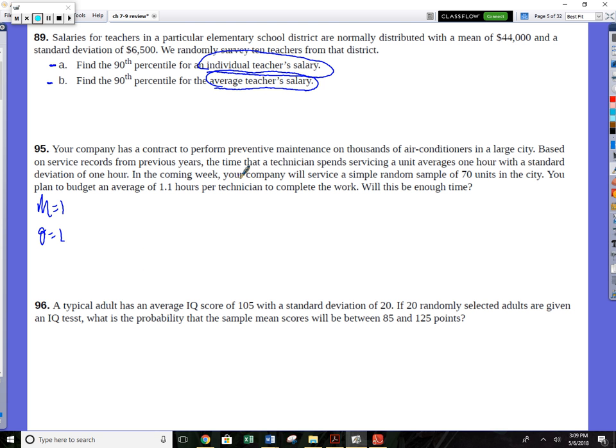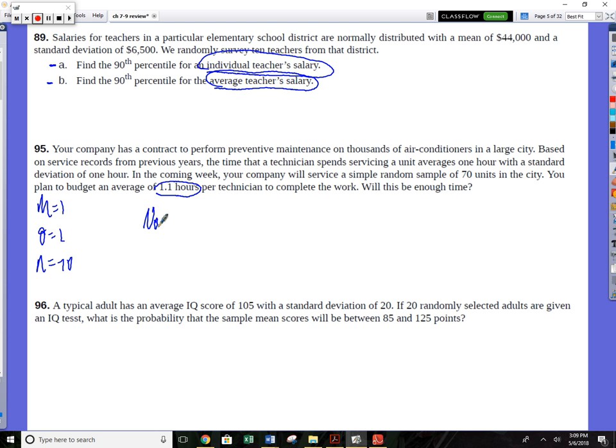In the coming week, your company will service a simple random sample of 70 units. So we got n is 70. You plan to budget an average of 1.1 hours per tech to complete the work. Is this going to be enough time? Okay, so this is a pretty tough question. We're going to use central limit theorem. We got a sample of 70 units, so we need to find kind of the average amount of time. You're planning on 1.1 hours, so let's do that.